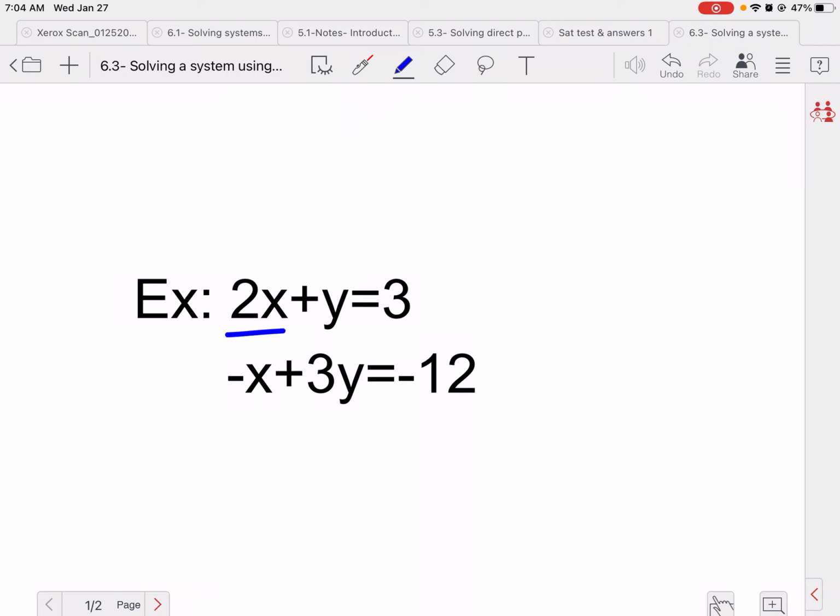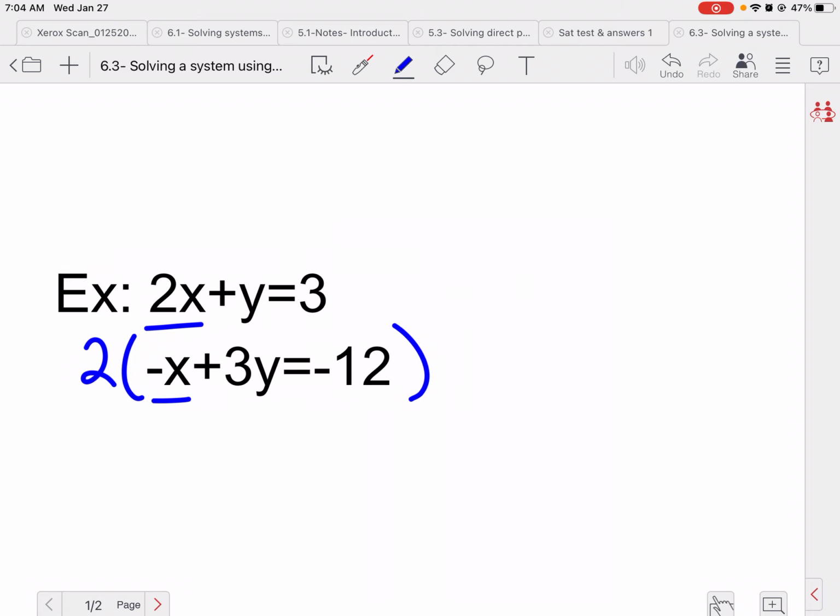So I'm looking at 2x and negative 2x. I like when they're already opposite signs. So since one's positive and one's negative, I'm going to try and cancel x. Well, in order to cancel x, this would have to be a negative 2x. So I need to multiply it by 2. So nothing's changing with the top equation. I just like them to be stacked, so I move it over.